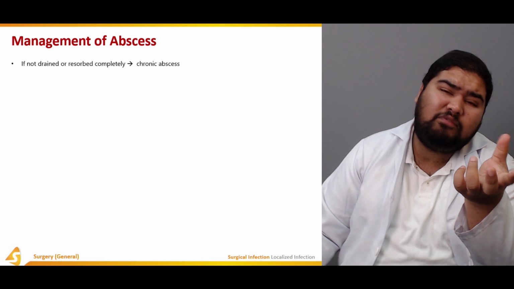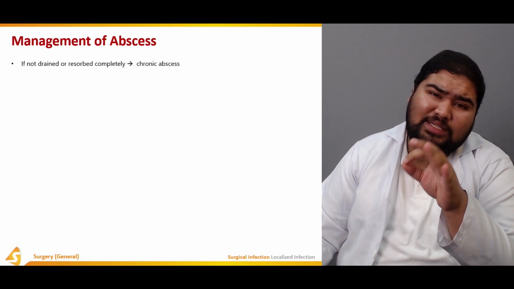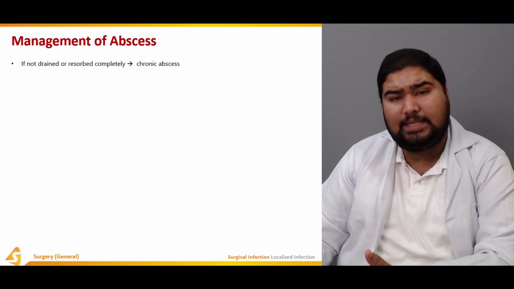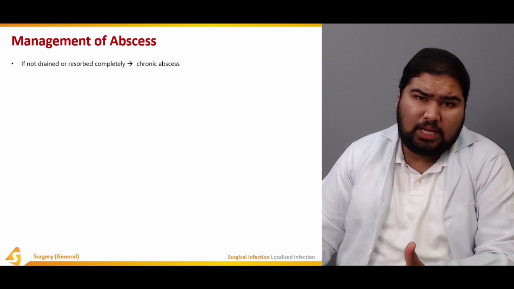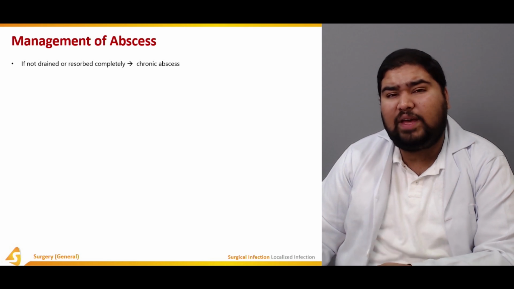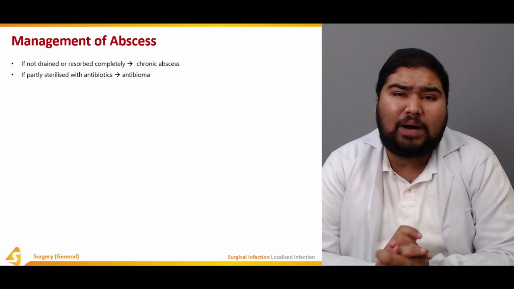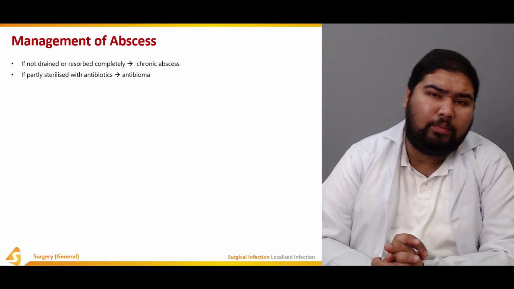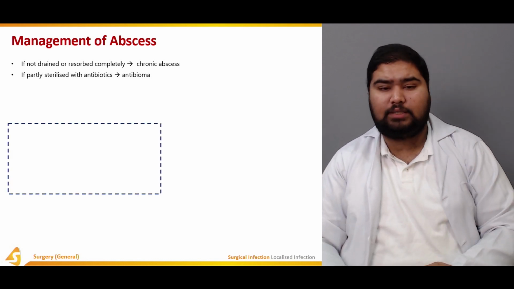It may drain itself through a channel which is formed along the path of least resistance, leading to a small opening in the skin. However, you may have to perform a surgical incision and drain the abscess, or it may be resorbed completely. All the materials within the abscess might be resorbed. Now, if these two fates do not occur, it may develop into a chronic abscess. Now, if the abscess is partly sterilized with antibiotics, it will form an antibioma.